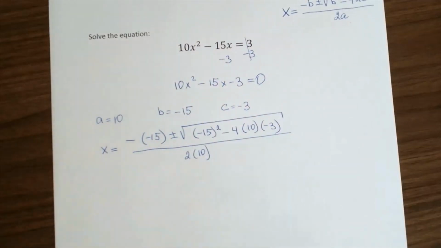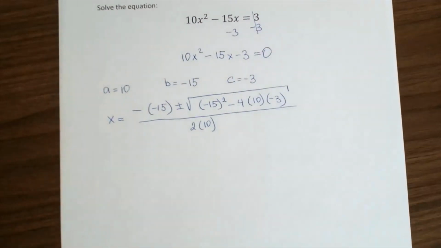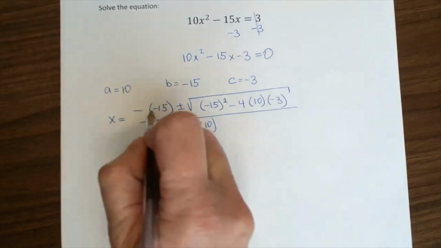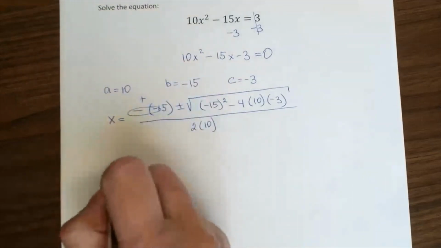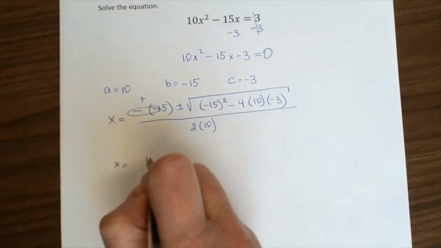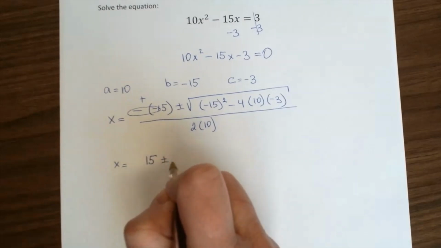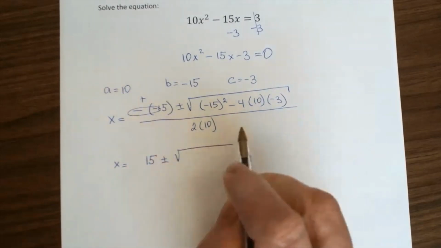Some people like to type this problem on the calculator from beginning to the end and calculate the answer. But from my teaching experience, I saw so many times that students made mistakes. So let's simplify first. Negative and negative will give you positive. So we have positive 15 plus minus square root.